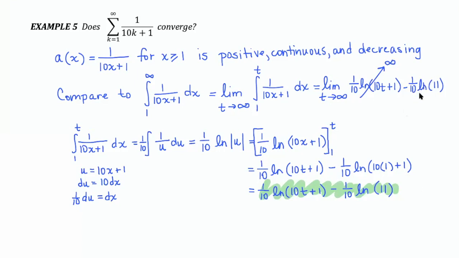This term is a constant. This is just a number. It's a relatively ugly number gotten by taking 1 divided by 10 multiplied by the natural log of 11. You'll get a decimal of approximately 0.240, we'll say. So overall, if we have a limit where one term goes to infinity and we subtract some finite value, the overall limit is heading to infinity.